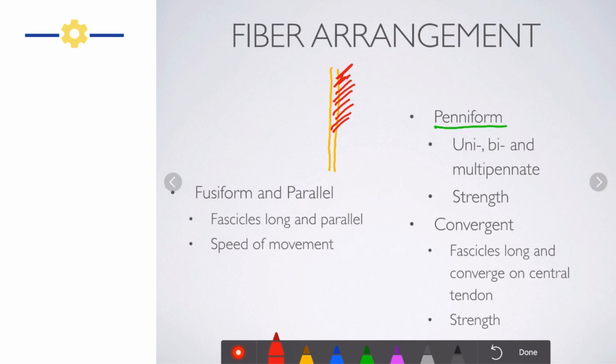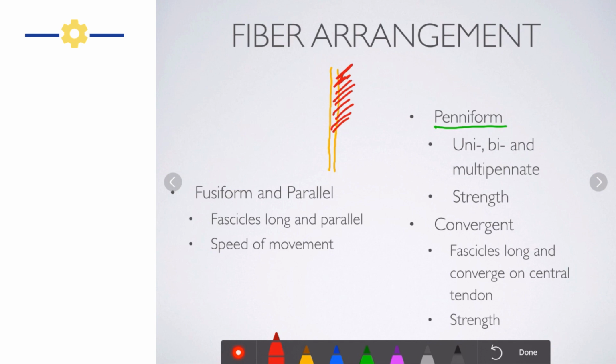So now, if they shorten 1 inch, they don't actually move the tendon 1 inch; they move it less than that. The benefit of this type of arrangement is that we can fit more muscle fibers in than we can in a fusiform or parallel muscle, so we can have a more powerful muscle because we have more muscle fibers in there. However, to get that extra strength, we sacrifice speed. So these muscles are not as good at moving the body quickly, but they can move it very forcefully.